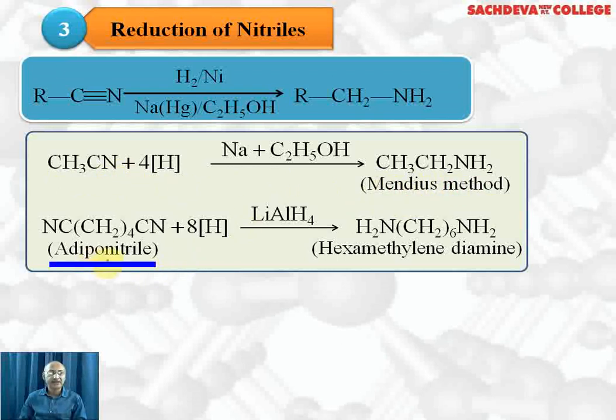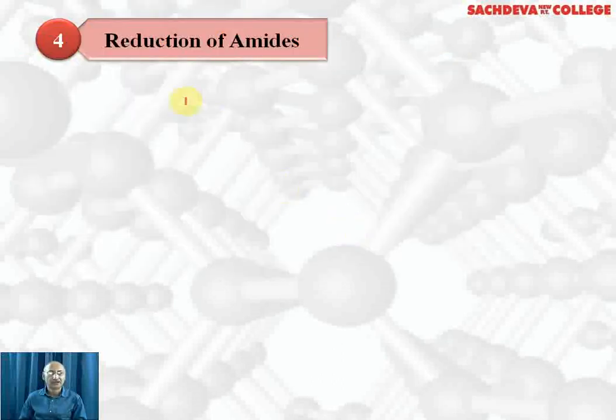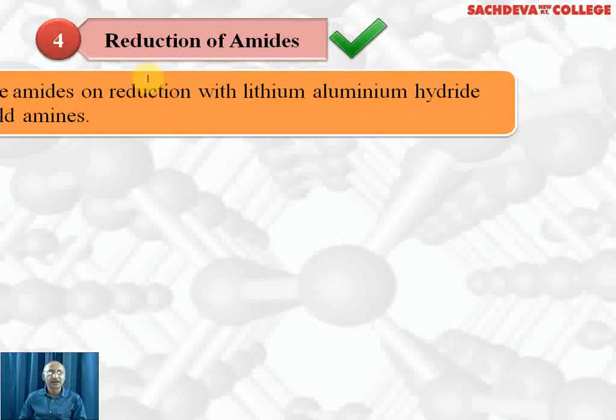Here we have adiponitrile. It has a total of 6 carbon atoms, 2 cyanide groups and 4 methylene groups. We are reducing it with lithium aluminum hydride, or we can reduce it with sodium and alcohol, or hydrogen and nickel. The product will be the same. 8 hydrogen will be required, 4 hydrogen for this side. We get hexamethylene diamine.